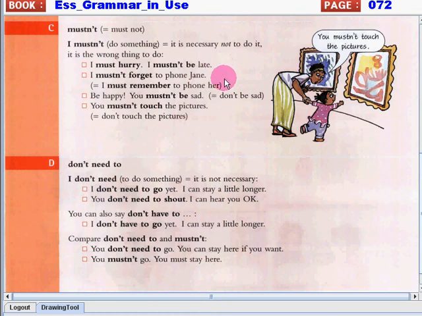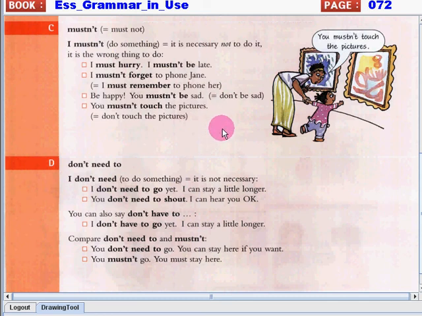Next, I mustn't forget to phone Jane. I must not forget to phone Jane. That means I must remember to phone her. Next, be happy. You mustn't be sad. That means don't be sad. Next, you mustn't touch the pictures. That means you should not touch the pictures. It is the wrong thing to do.